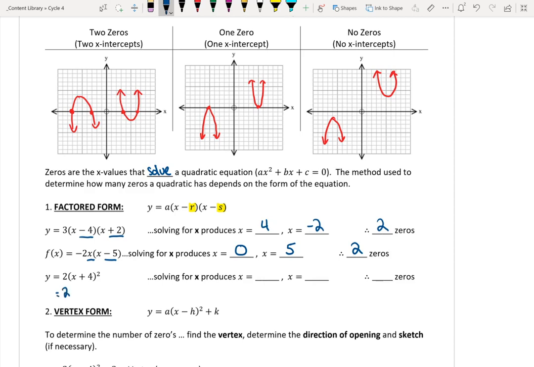So I can actually rewrite this as 2 times x plus 4 times x plus 4. Again, remember, the squared means it's this bracket twice. So that means if I solve for x, I get x-intercepts of negative 4 and negative 4, which is basically the same thing. So I only have 1 zero. So that's looking at x-intercepts from factored form.